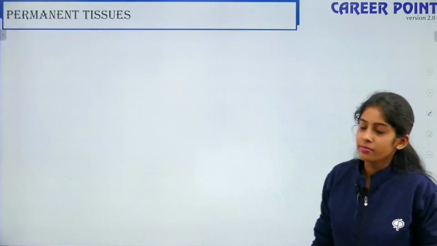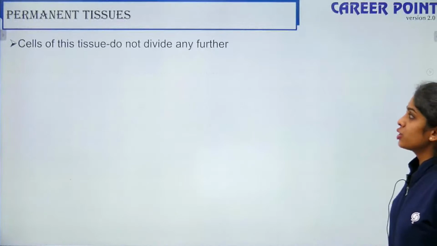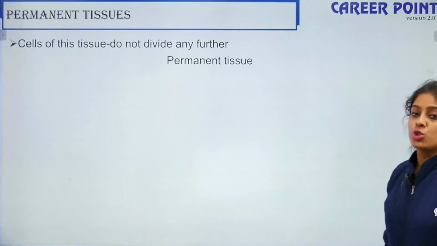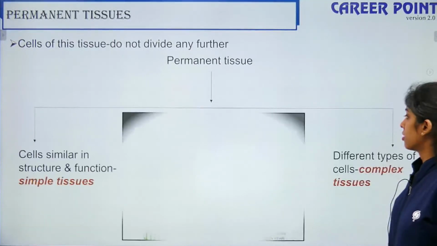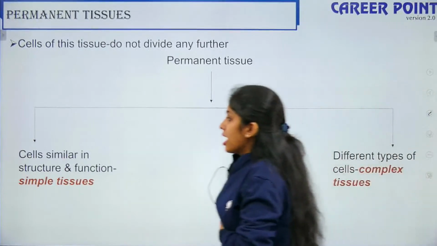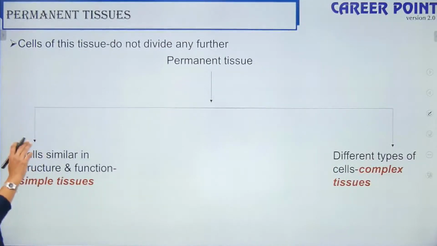Alright, so we'll talk about the permanent tissue. So cells of this tissue do not divide anymore. So that is why they are called permanent tissue. So how are they being divided? This is how they are being divided. So first, permanent tissue cells that are similar in structure and function are called simple tissues. So permanent tissue is another class of tissues which do not divide any further.